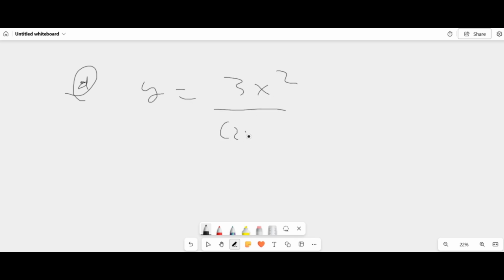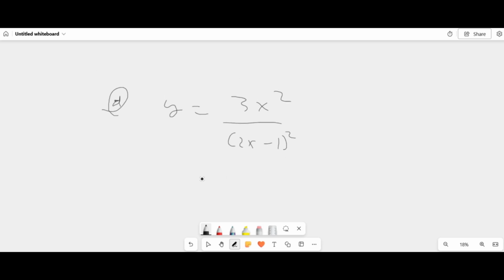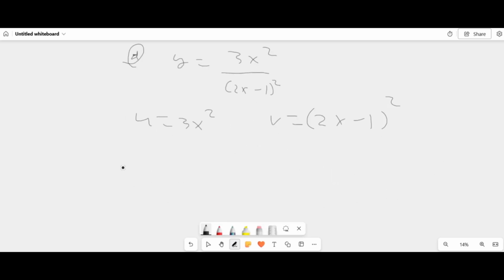Over (2x - 1) squared. So u is equal to the top, that's 3x squared. v is equal to (2x - 1) squared. And now you want to differentiate both of these, so you want to do du over dx here.